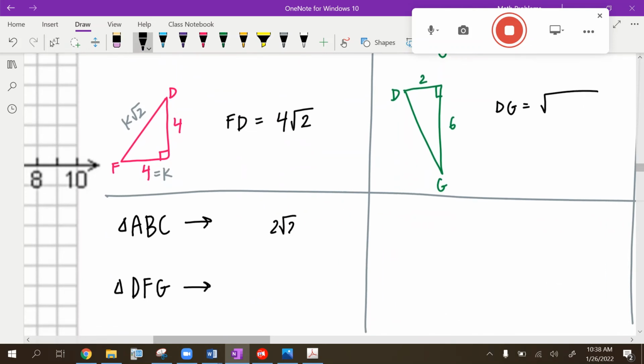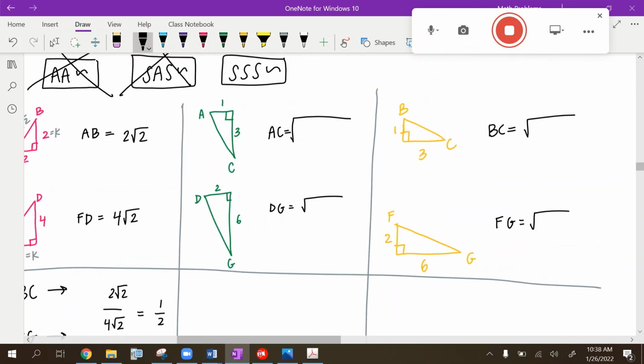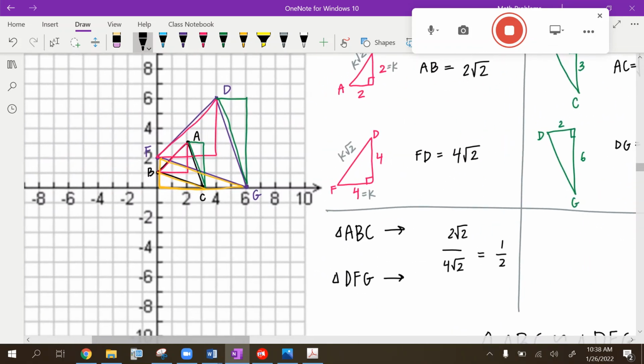So in order to find that ratio, I'm going to do 2 square root of 2 over 4 square root of 2 and reduce it. This can reduce to 1/2. Next, let's look at AC and DG. I'm using the green triangles now.